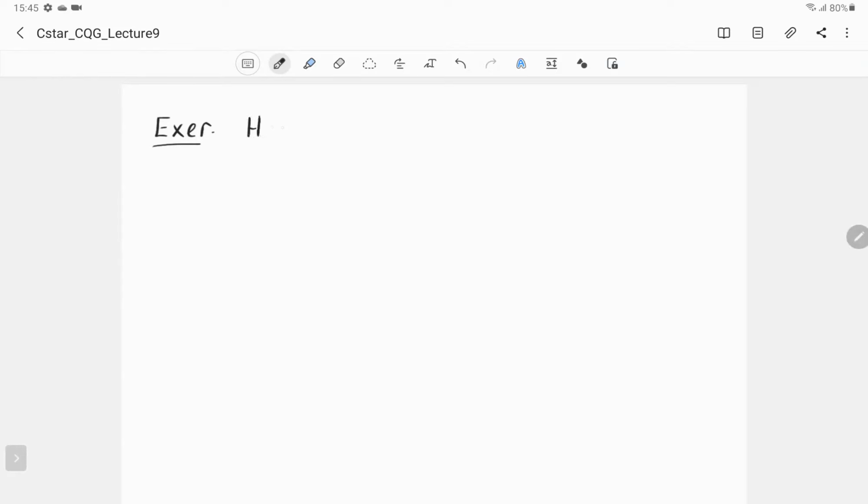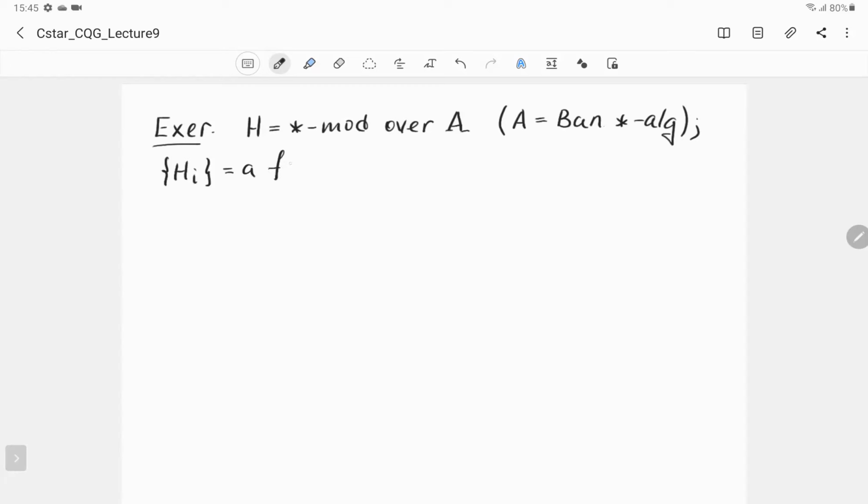So suppose that H is a star module over A, where A can be an arbitrary Banach star algebra. And suppose that H_i is a family of closed submodules, closed pairwise orthogonal submodules.